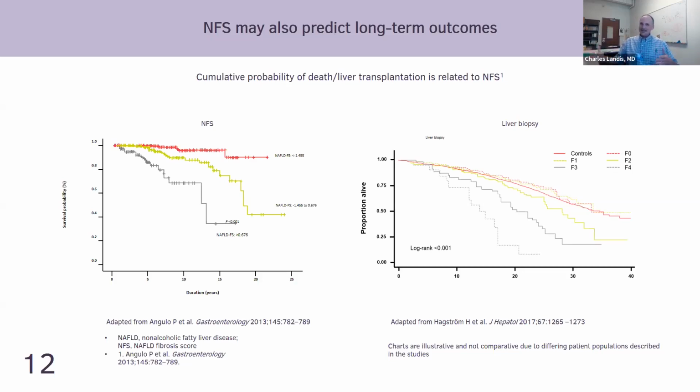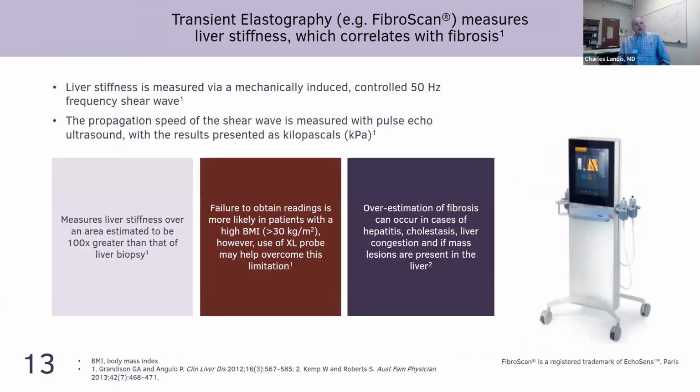Again, long-term studies haven't proven that we get to do that, but I think it makes sense. Now, as I mentioned, for those with indeterminate or high risk for having fatty liver disease with fibrosis, the next step generally recommended is doing something called transient elastography. The trade name is FibroScan.